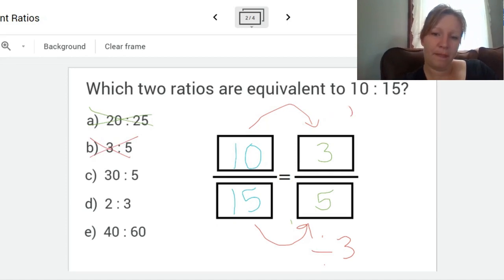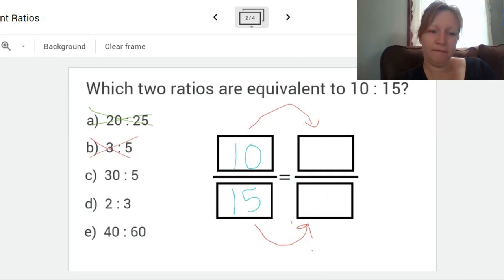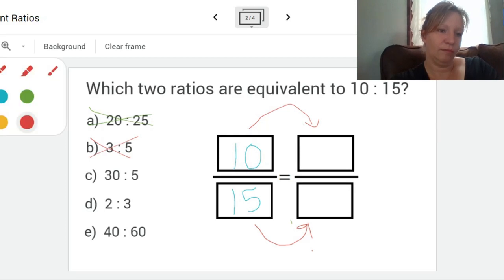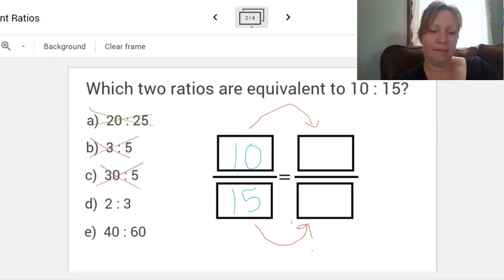Okay. Let's go ahead and take a look at the next one, 30 to 5. I can go ahead and rule that one out because the first number is bigger than the second number. 30 is bigger than 5, whereas in my given problem, 10 is smaller than 15. So I'm going to go ahead and rule that out. I'm going to go ahead and mark that one out. So then I'm hoping for some correct answers on the next two.